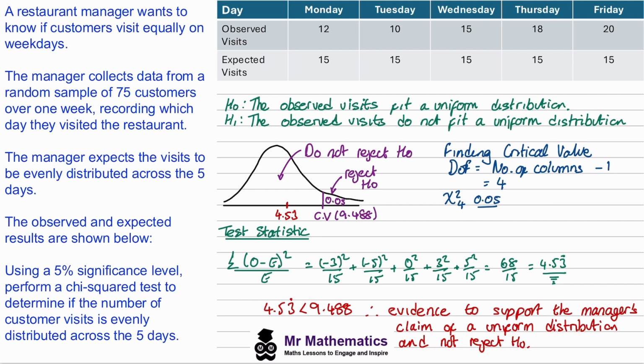So it's important that we write our conclusion back within the context of the original problem. So I hope that's given you an idea on how to perform a chi-square test.